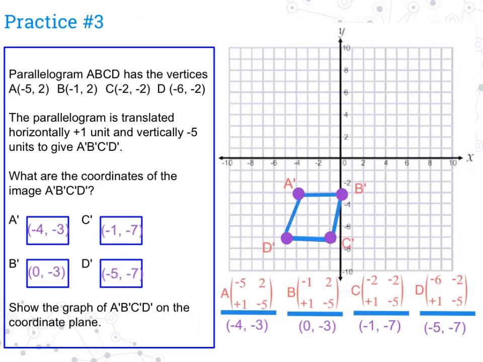How did you do? Were you able to find the parallelogram in the right place? Notice that I've shown my math down below, so you can check to see if your answer was done the way that it was supposed to, and make sure that your points match my points. All right, let's go ahead and take a look at the summary page.